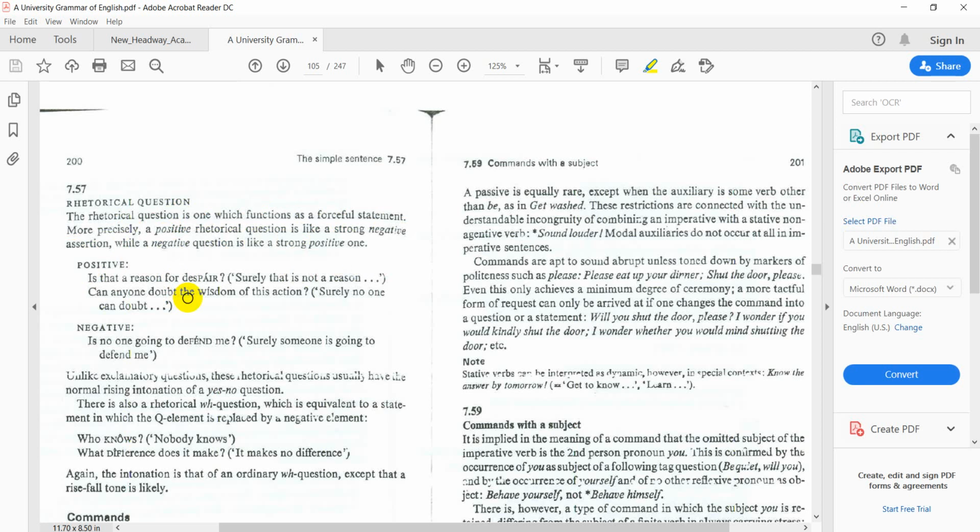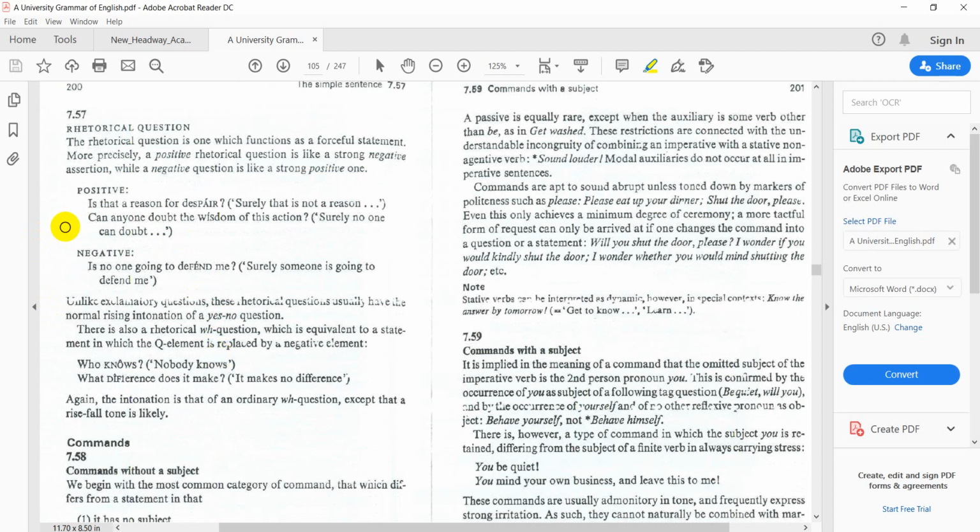The relation is opposite. So if the question is positive, the assertion is negative. If the question is negative, the assertion is positive. So more precisely, a positive rhetorical question is like a strong negative assertion, while a negative question is like a strong positive one. Let's tackle both. Positive. Is that a reason to disappear? Surely that is not a reason to disappear. See, this is negative.